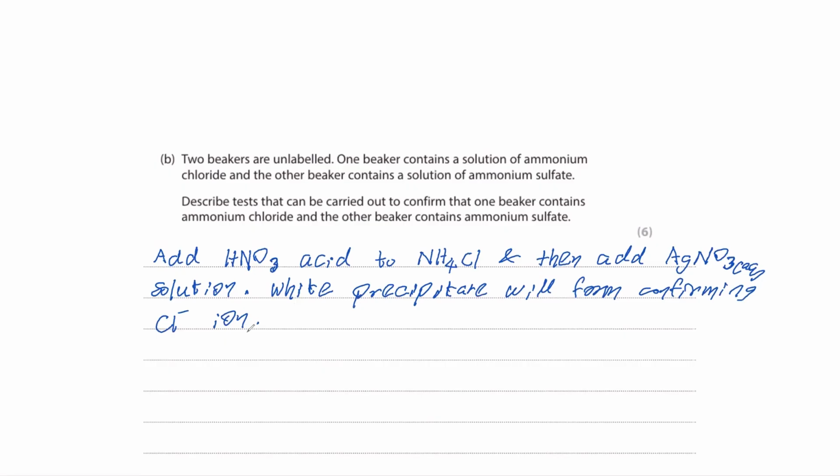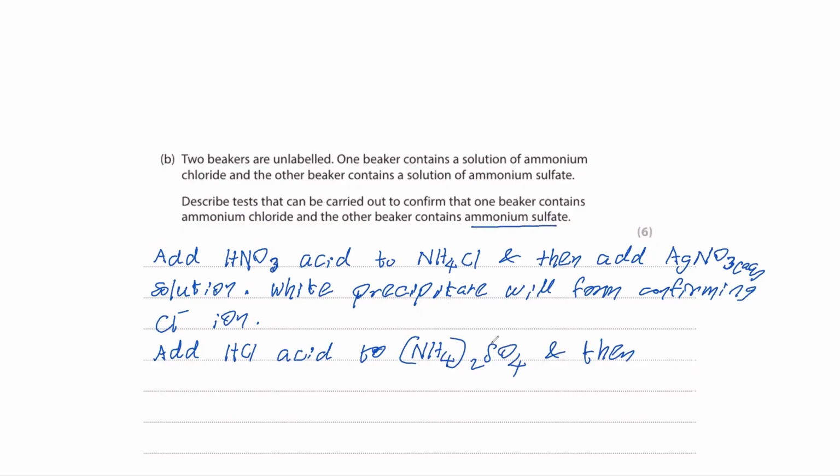Then we have to do something for sulfate ion. For sulfate ion, we are going to add hydrochloric acid to ammonium sulfate, (NH4)2SO4. If you don't know this formula, you can simply write the word. But if you know the formula, writing it makes the answering speed faster. So ammonium sulfate, and then add barium chloride solution.